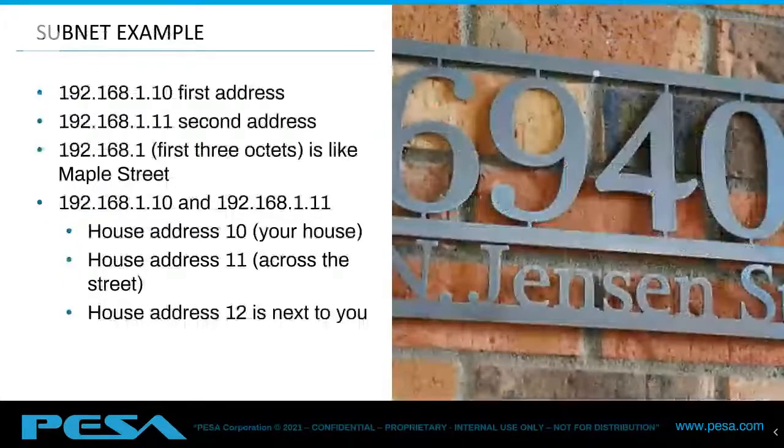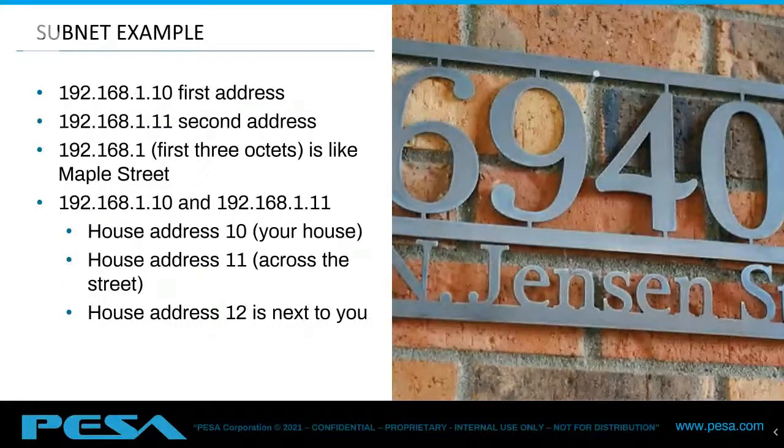Here's a subnet example. 6940 North Jensen Street is obviously an address for a house, but in an IP metric using IP version 4, we use these octets. 192.168.1.10 is the first address, the second one is .11, and the first three octets are like Maple Street, and the other one might be a different street. For example, these are all different houses: house address number 10, house address number 11 and 12, and so forth.